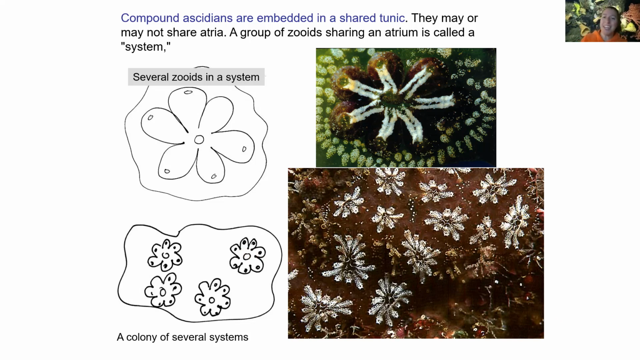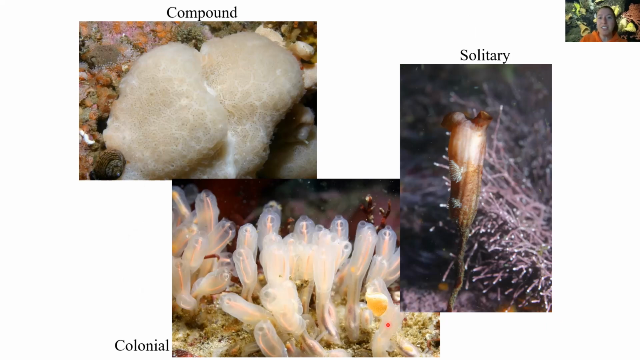hence the name tunicates. So all of these, whether they're solitary, colonial, or compound, are surrounded by this tunic material that makes them feel rubbery to the touch. When you touch a tunicate, it's going to feel kind of springy. I kind of think they feel like a hard-boiled egg.